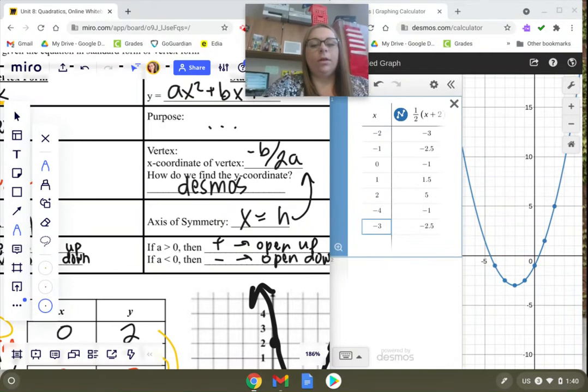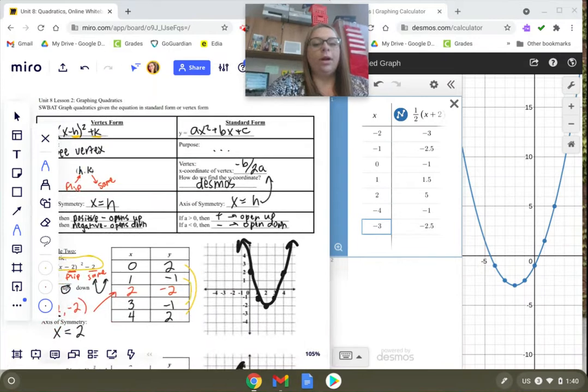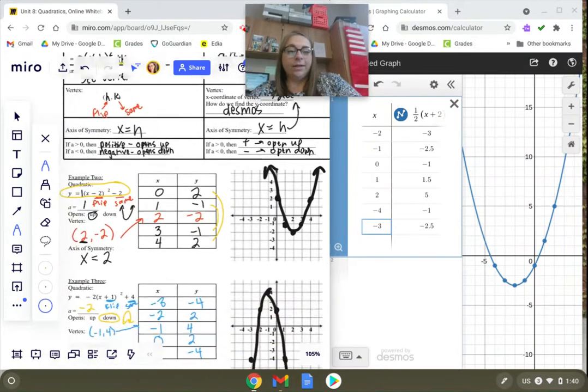All right, so now I want to talk to you guys through this standard form. That way you can see what I'm talking about with this negative b over 2a formula.